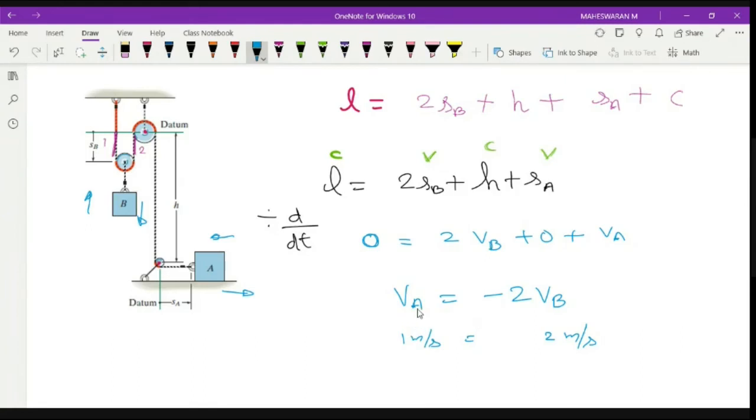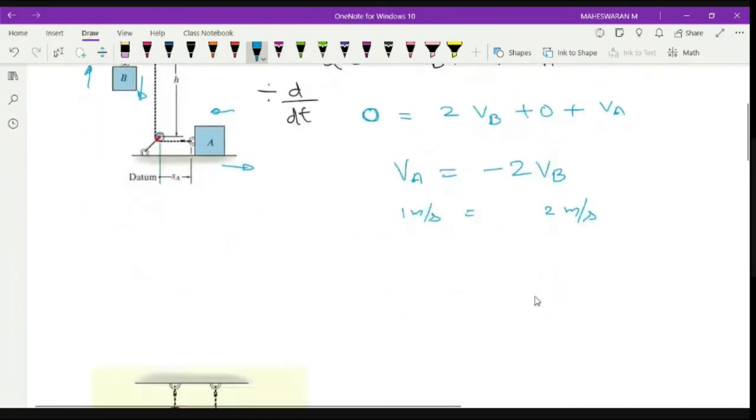So VA is 2 times your VB. Similarly, if I differentiate again with respect to time, I will get AA is equal to minus 2AB. Your acceleration is twice the acceleration of block B. This is the way you have to identify the accelerations with respect to the different positions. So, we will stop here.